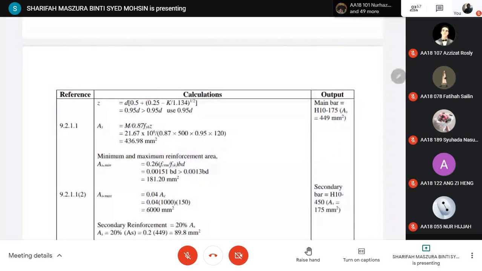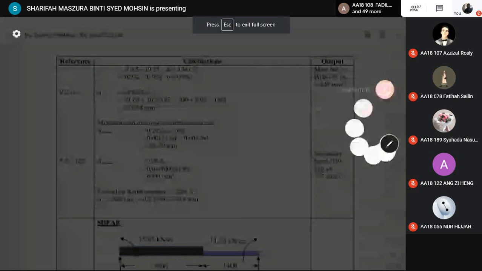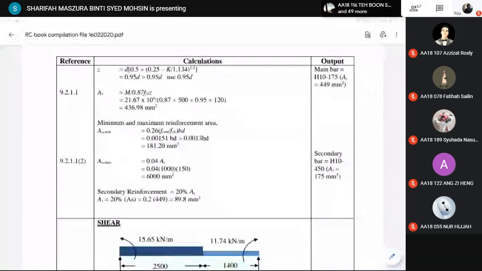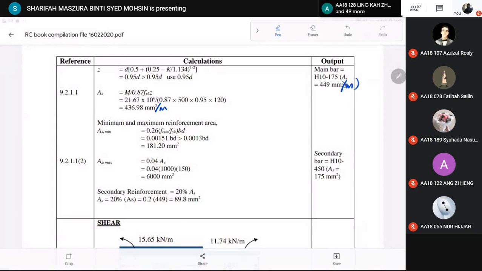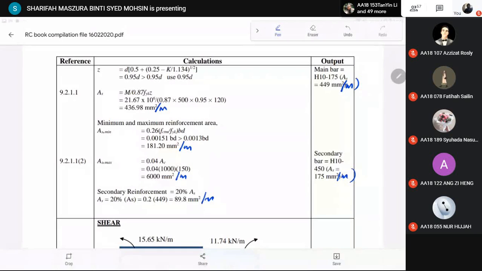And then As required, we get 436.98 millimeter square per meter. All the calculations that we get are in millimeter square per meter. So add this in your notes. Then we calculate As minimum and As maximum, a similar equation to flat slab design.